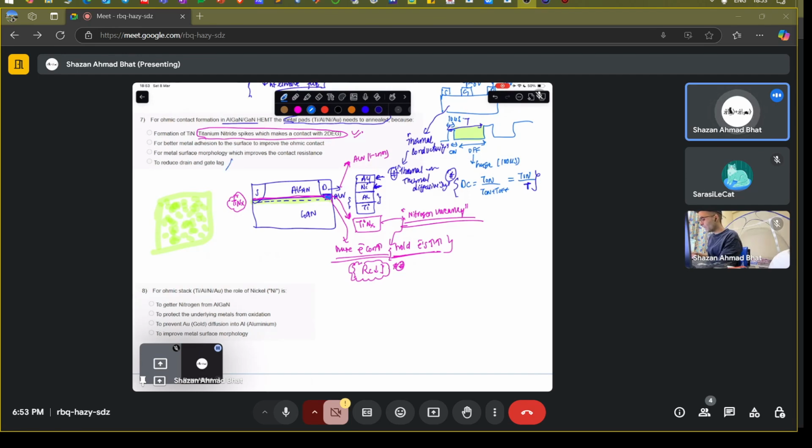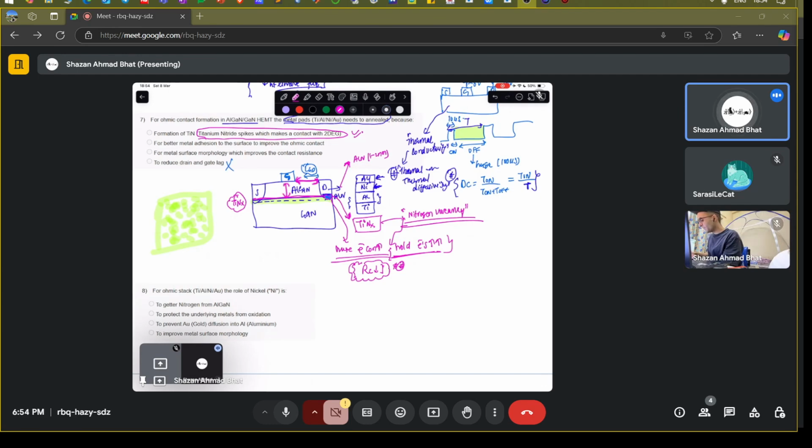No, it's definitely not going to affect the gate drain lag, because that depends on this particular distance. If this is the gate, this is LGD, and this distance determines the gate to drain lag. It determines the breakdown voltage, the frequency, and a lot of other things. This is one of the most important distances in the entire structure.